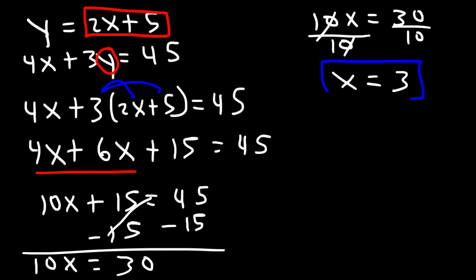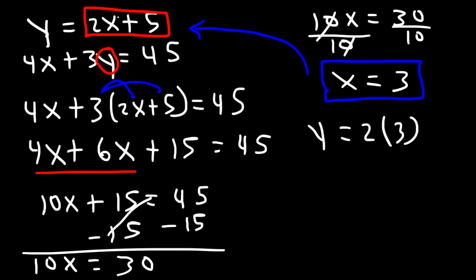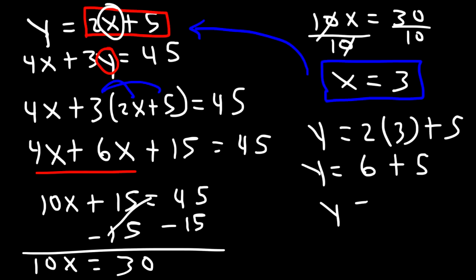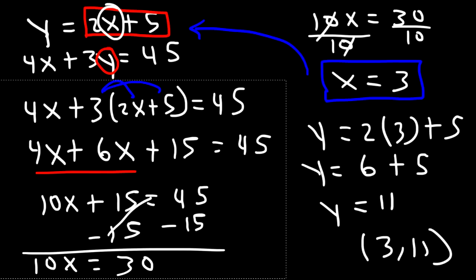Now that we have the value of x, we can calculate the value of y by plugging into the first equation. Let's replace x with 3. So it's going to be 2 times 3 plus 5. 2 times 3 is 6. 6 plus 5 is 11. And so we have the point 3 comma 11. And that's the answer.